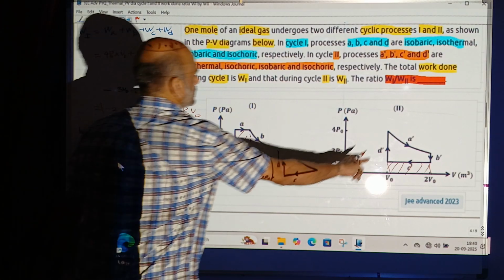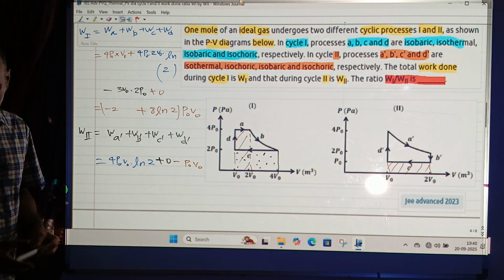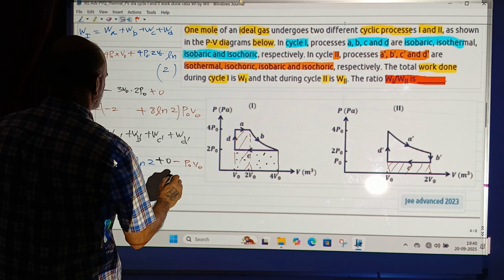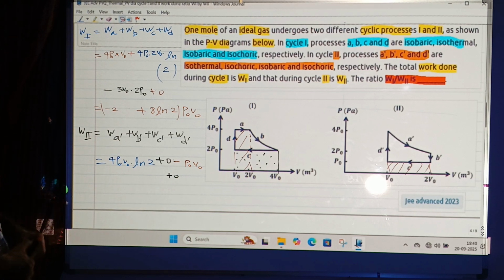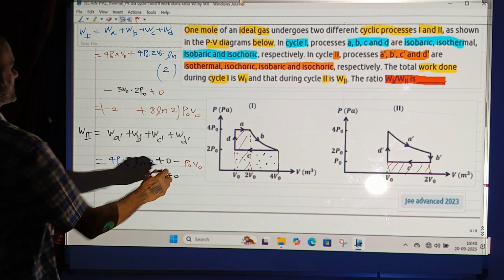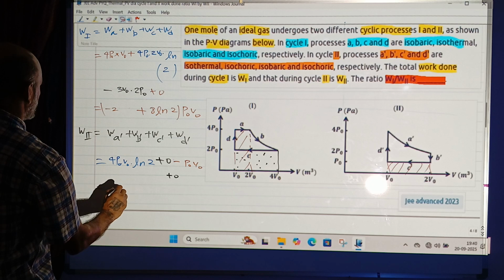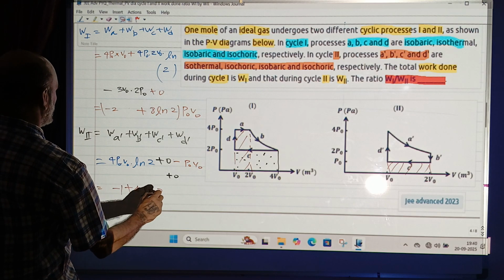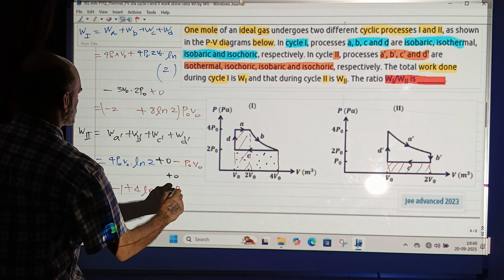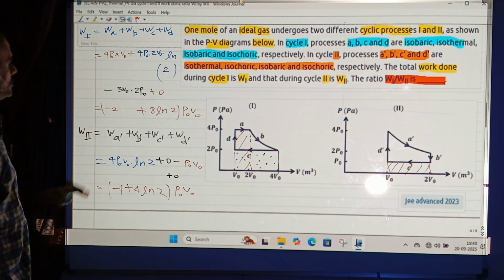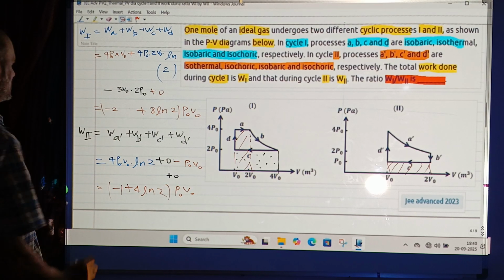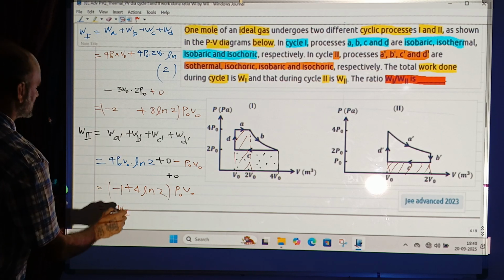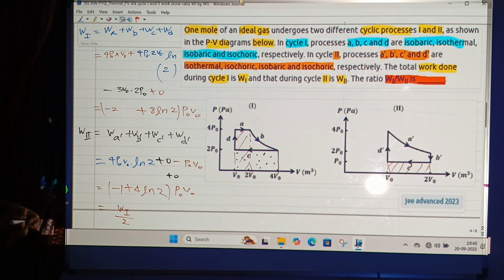And then the fourth work done, D prime, is again 0 because the change in volume is 0. So this fourth term is also 0. So it's minus P naught V naught, so minus 1. And then this is 4 times ln 2. P naught V naught is common outside. So comparing this, this is the work done in the first cycle by 2.